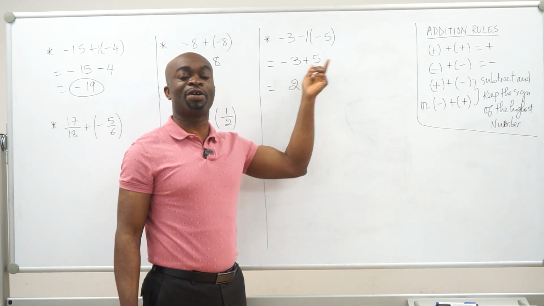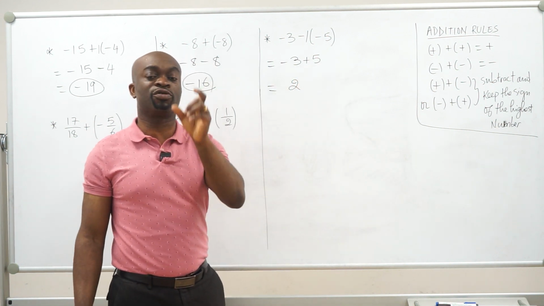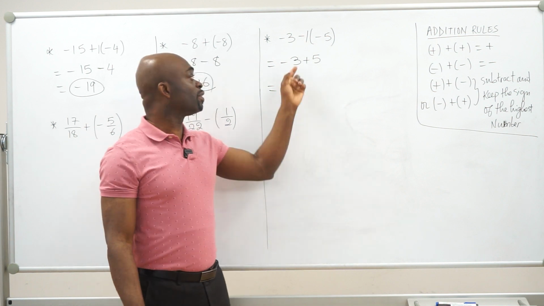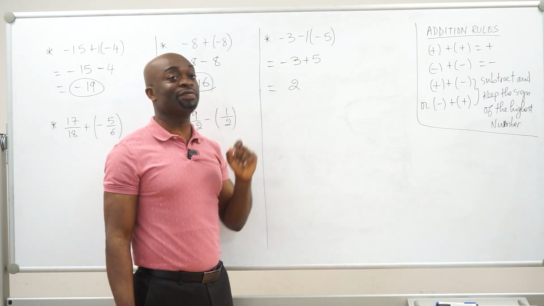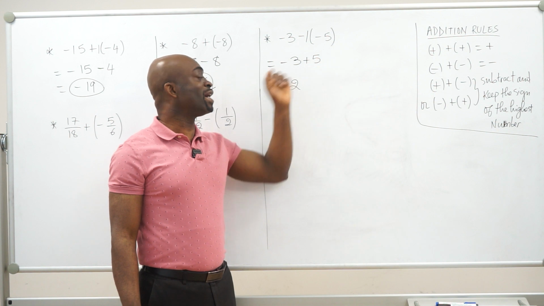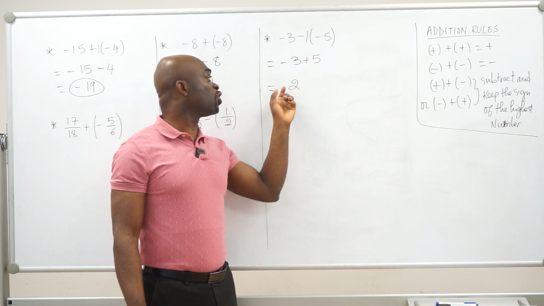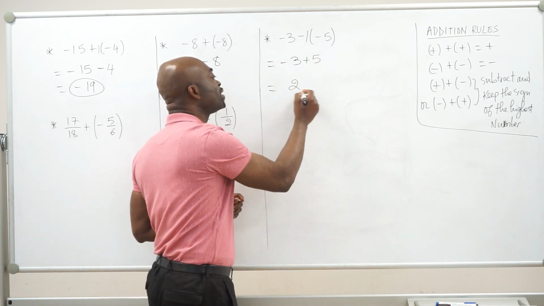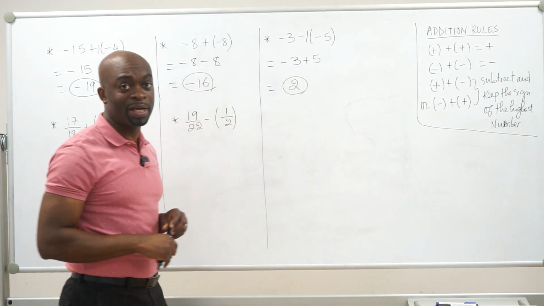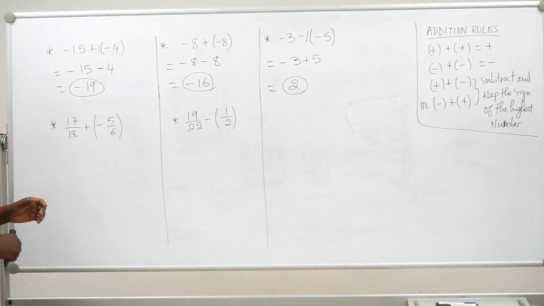It's a positive 5. Remember, the sign of the number is right in front of the number. That's why 3 has a negative sign in front of it, and 5 has a positive sign in front of it. So positive 2, because the sign of the highest number is positive. All right? So that's for question number 3.